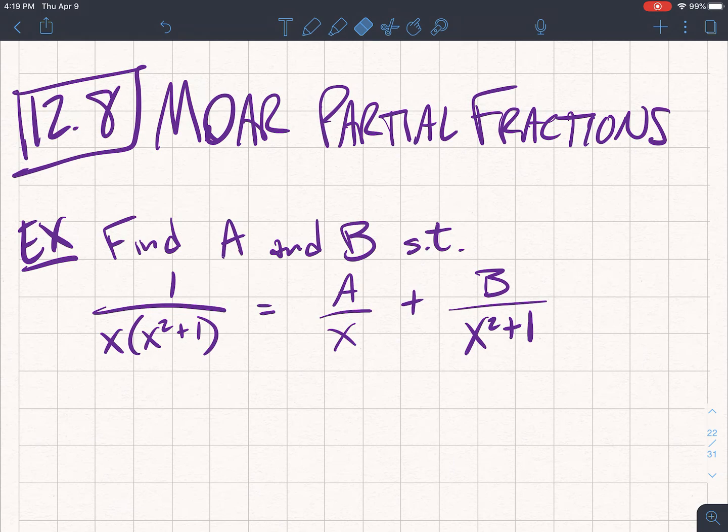Anyway, here's the problem. Partial fractions, find A and B such that, right there in the picture. I'm not going to read it. It's right there. Pause the video, find A and B.